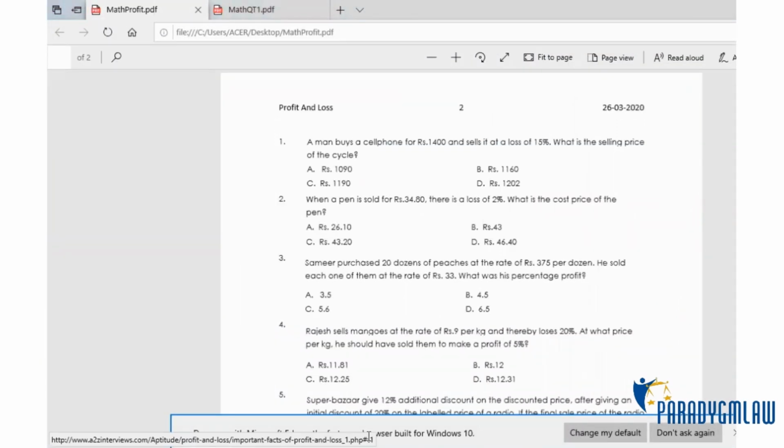Profit and loss sheet. Question number 1. A man buys a cell phone for 1400 rupees and sells it at a loss of 15%. What is the selling price of the cycle? Can you solve? You can use the direct formulas. The question is asking what is the selling price, right?